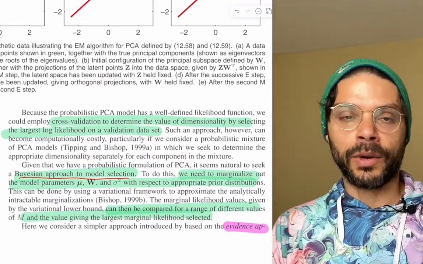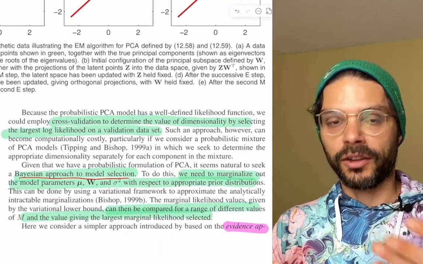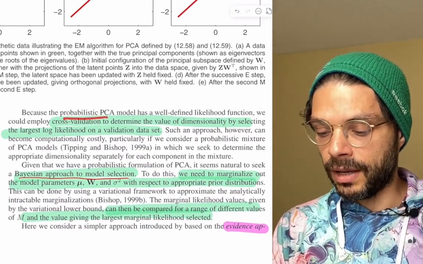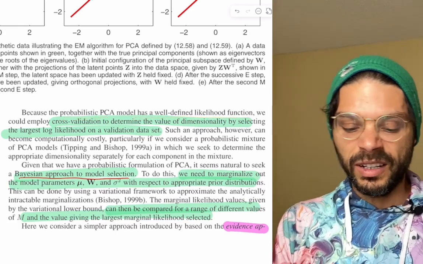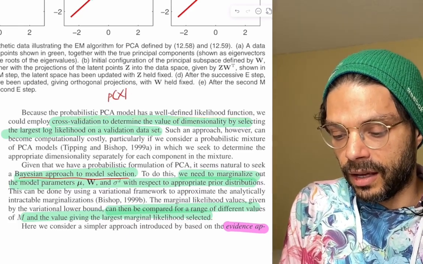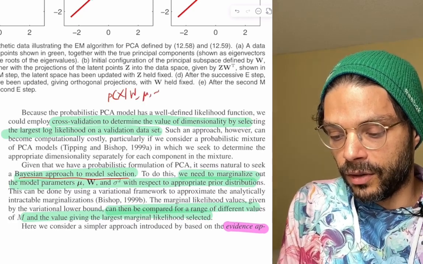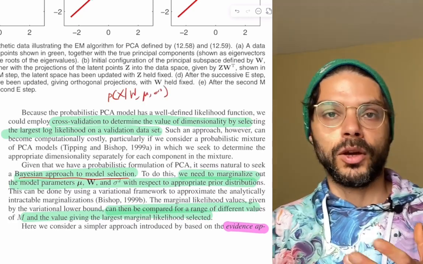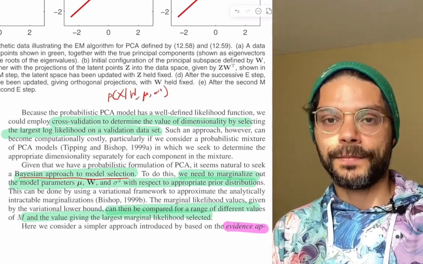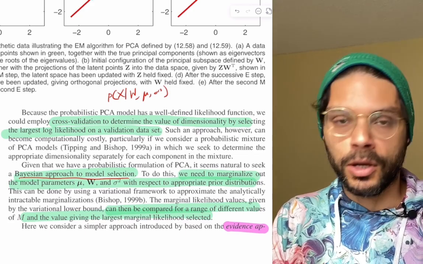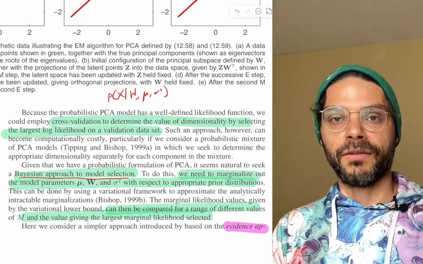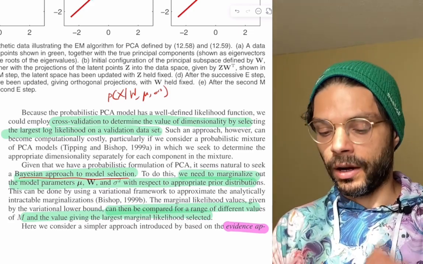Okay, so now we've got this probabilistic model, so maybe we can leverage that somehow. Because the probabilistic PCA model has a well-defined likelihood function, that's going to be the probability of our data given those various parameters. The columns of W span the subspace that we thought the data came from. We've got mu, which is going to be the offset of the data, and then sigma squared, the additive noise variance on top of that.